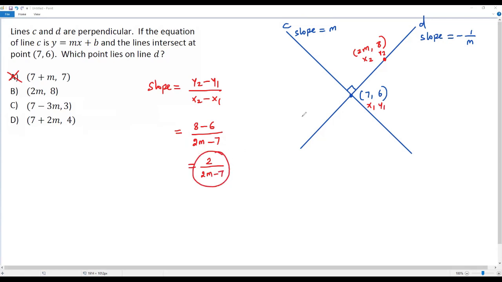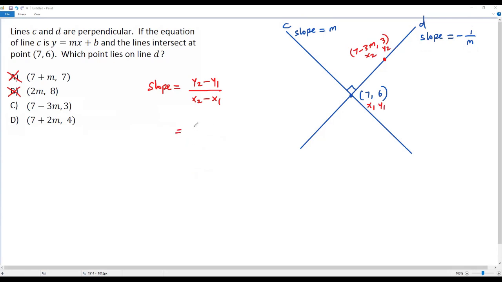Okay, here I don't get the slope that we already have, that is negative 1 over m. So the point (2m, 8) in answer choice B will not lie on line D. We can reject answer choice B as well. Okay, now let's verify answer choice C. Let's take this point on line D, that is (7 minus 3m, 3). So this is x2 and y2.